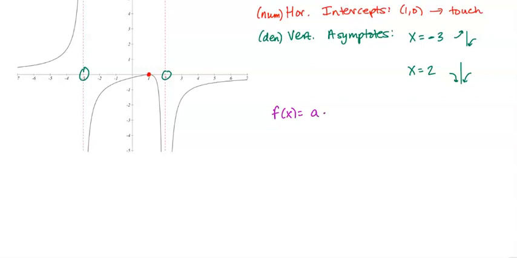Since our horizontal intercept was at the point (1, 0), I'm going to have the factor x minus 1 in the numerator. Because it touched, it's going to be x minus 1 squared. So we need an even multiplicity when the graph touches at that intercept. In the denominator, since we have a vertical asymptote at x equals -3, I'm going to have a factor of x plus 3. Since we have another one at x equals 2, I'm going to have a factor of x minus 2. The way that we determine if we need any exponents on these factors in the denominator is by looking at what the graph is doing as it approaches that particular asymptote.